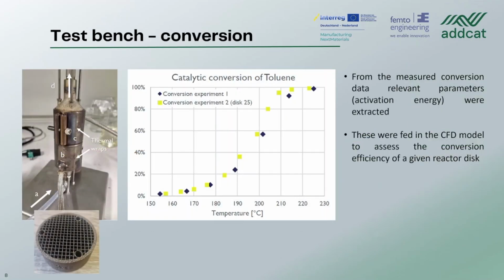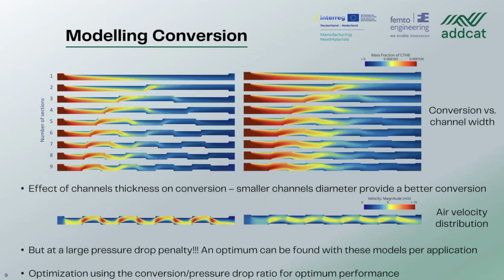Next up, we looked into the conversion. Here's this very small reactor setup in which we stacked a number of these disks, provided them with a catalyst, and let air flow through with a certain amount of benchmark contaminant, in this case toluene, and then we stepwise increased the temperature, and on the y-axis you see the increase in conversion going from 0 to almost 100% in this reactor setup. And from this data, we could extract some relevant parameters that Femto needed for their CFD models, like activation energies. And with that, we could take the next step to see how the conversions were going.